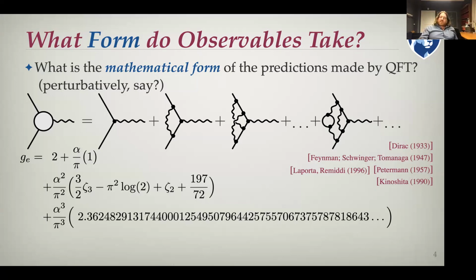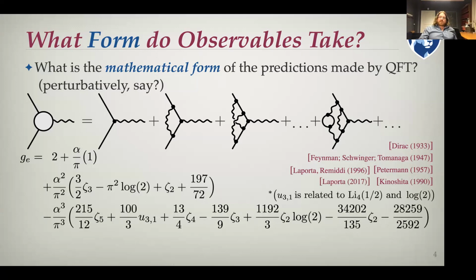But of course, some of the more interesting structure is exposed when we can write this, as Laporta did, to infinite precision. And among the things here: the zeta function, logarithms, rational numbers. And then there's this U31, which is related to the 4th polylogarithm evaluated at a half and log 2s and things. But this is something that Mathematica knows, and you can compute it to infinite precision. And clearly this is much more beautiful, I guess.